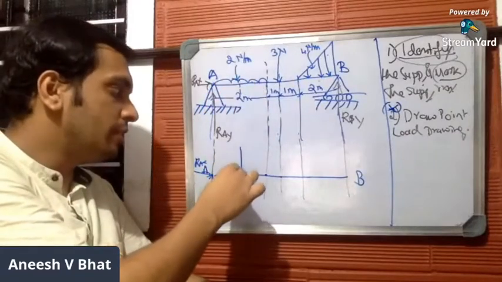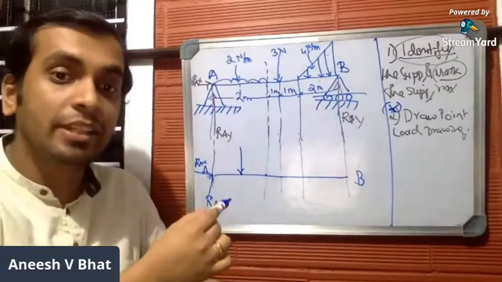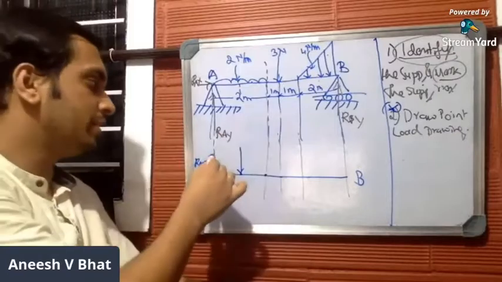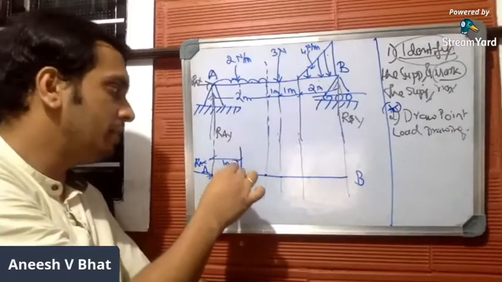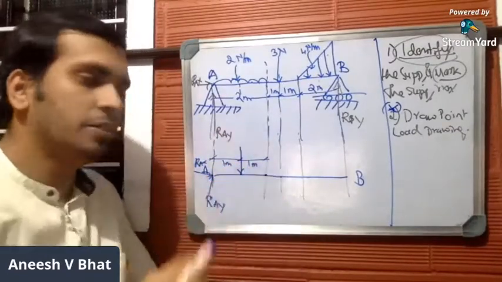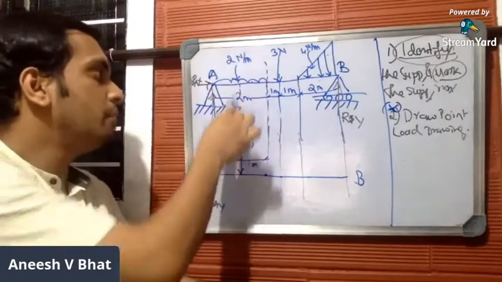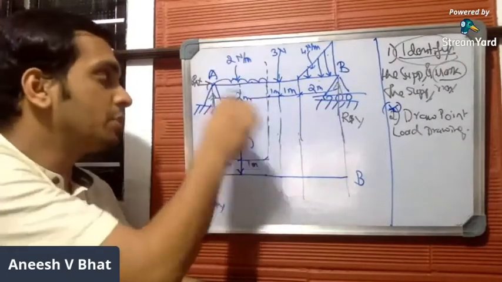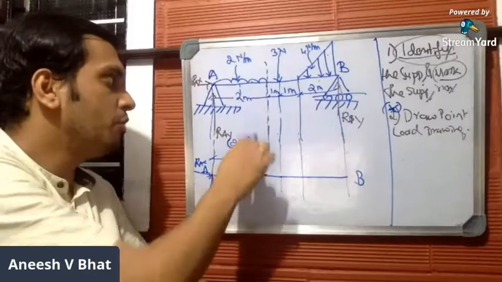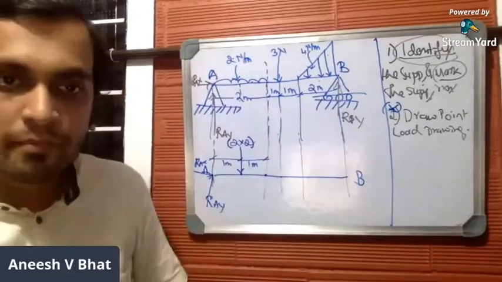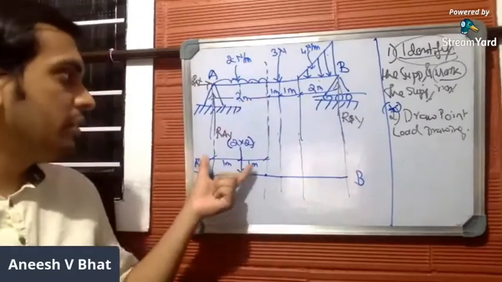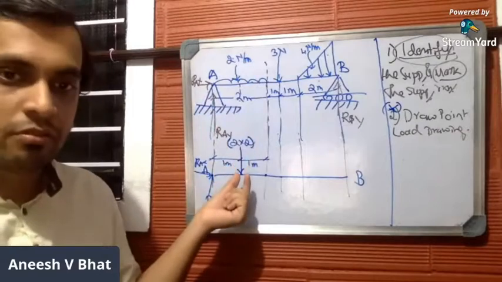The point load converted from UDL will act exactly at the center of the span. This is the span. Span is 2 meters, so this should act exactly at the center. This will be 1 meter, and this will be 1 meter. What will be the magnitude of load? Magnitude of load will be W, which is rate of load distribution into the span, 2 into 2. So we have converted this UDL into a point load.